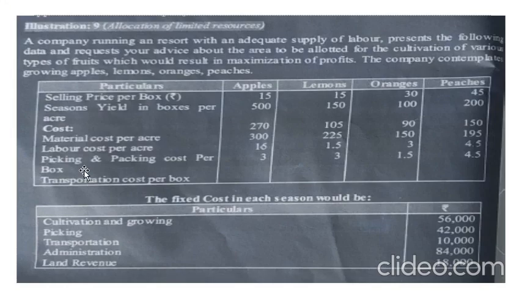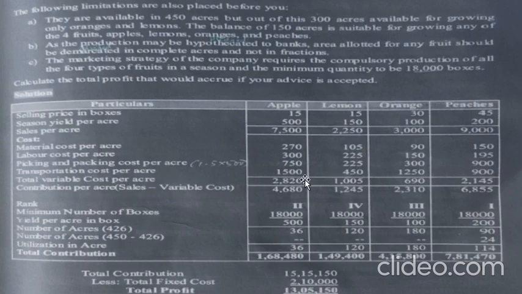Then the other expenses given are picking and packing cost per box. For one box, the picking and packing is 1.5 for apple, 1.5 for lemon, 3 for oranges, and 4.5 for peaches. Then transportation cost per box is given, which is 3, 3, 1.5 and 4.5 for peaches. One acre yields 500 boxes, so 500 into 1.5 will give us 750.